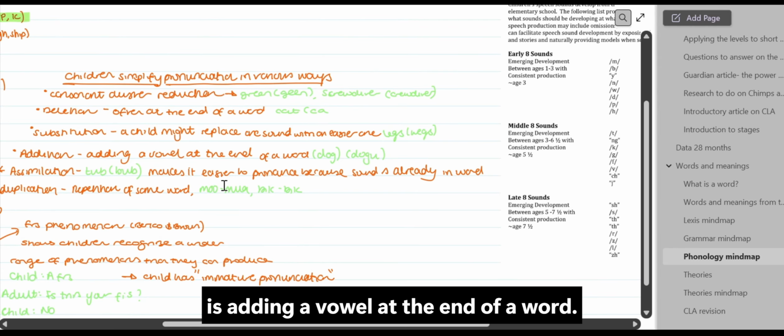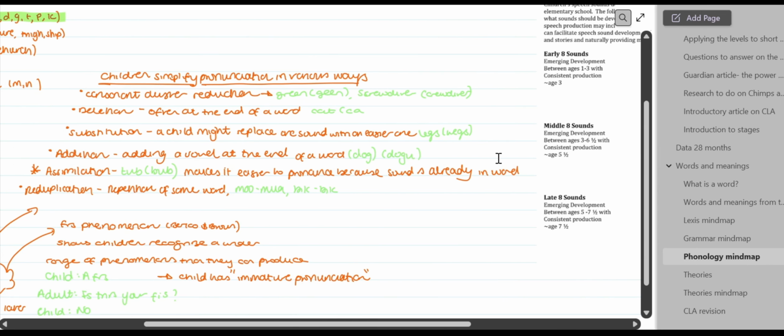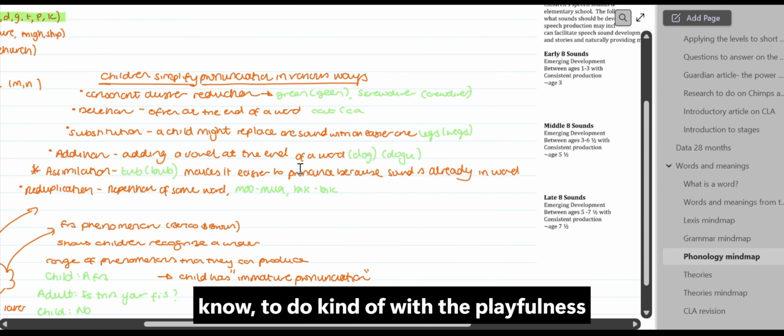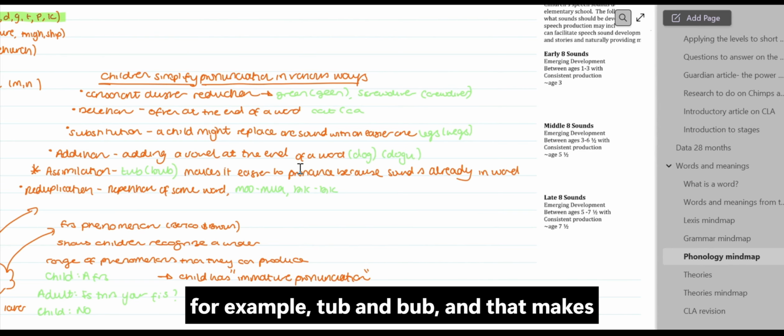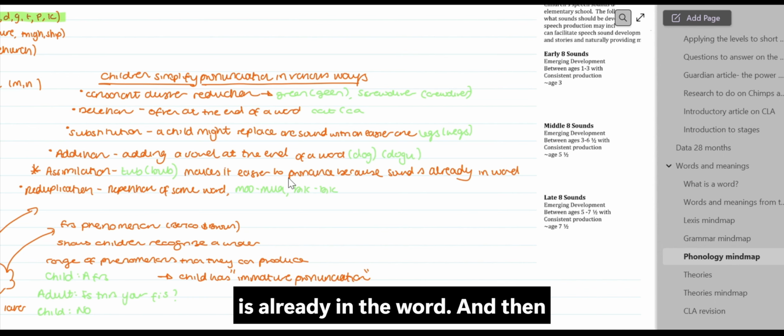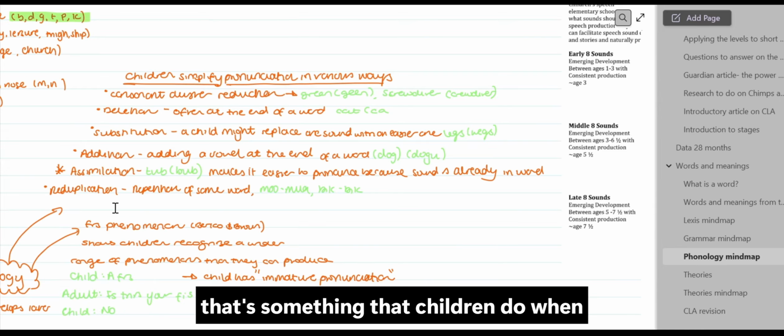So addition is adding a vowel at the end of a word. So instead of saying dog, they say dogu. And again, that's something to do with the playfulness of the child. And then assimilation. So for example, tub and bub, and that makes it easier to pronounce because the sound is already in the word. And then reduplication. So that's repetition of the same syllable. So bick bick, and again, that's something that children do when they're often playing.